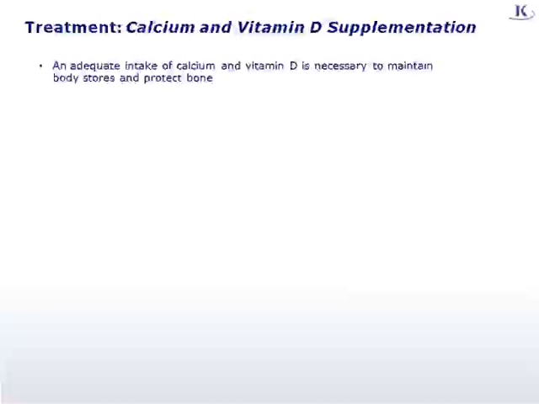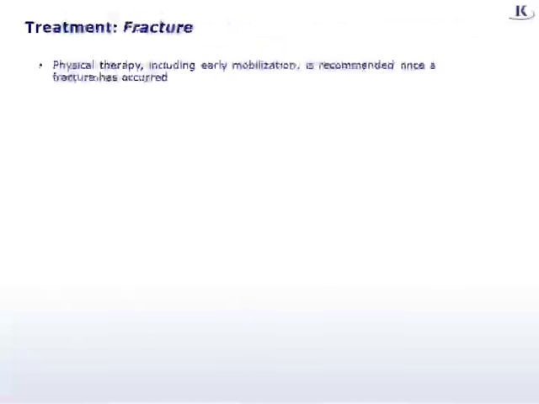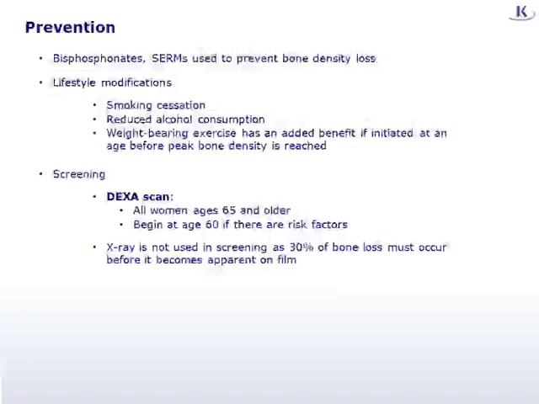Other modalities in the treatment of osteoporosis include calcium and vitamin D supplementation. An adequate intake of calcium and vitamin D is necessary in order to maintain body stores and protect bone. Physical therapy, including early mobilization, is recommended once a fracture has occurred. The drugs used in the treatment of osteoporosis are also used in its prevention in order to minimize bone density loss. In addition, the prevention of osteoporosis includes lifestyle modifications and screening for early detection.